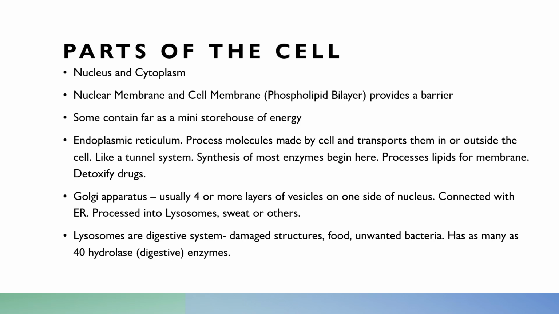Later you will learn why all these different parts of the cell need to have a separate membrane: it is to provide a barrier, so that things from the outside cannot come in easily. Some cells also have fat as an energy storehouse. For example, the muscles need to keep a small reserve of fat. It's a mini storehouse. And then there's this body called the endoplasmic reticulum.